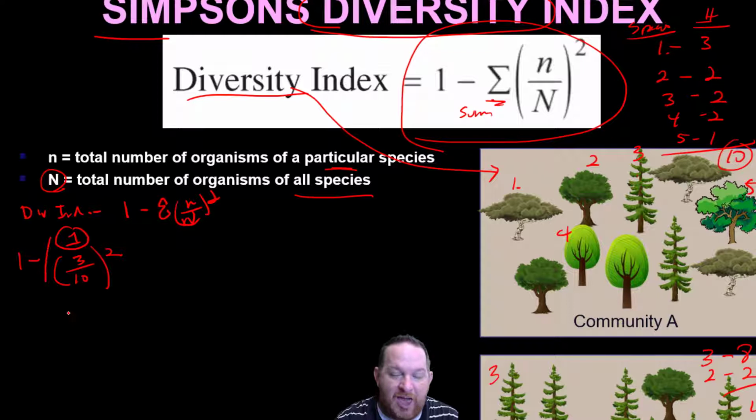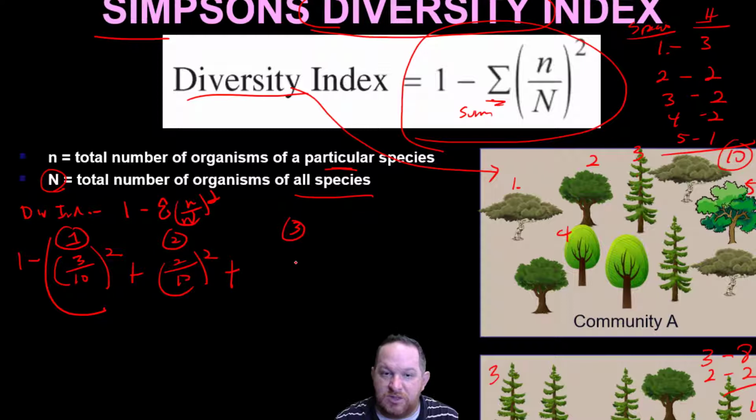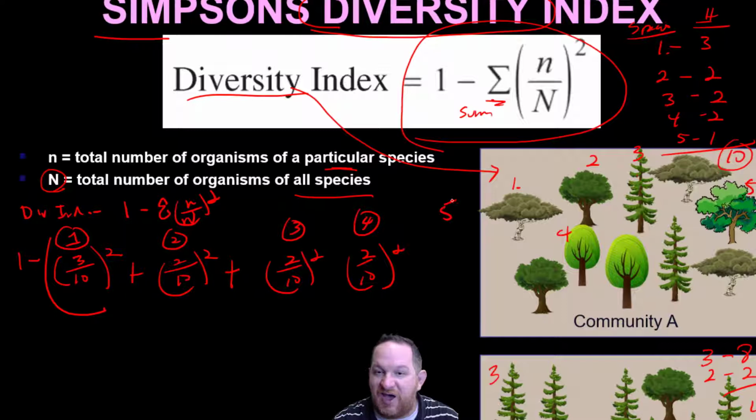And because this is the sum, we're going to have to add all these together, right? Plus, all right, for species 2, it's 2 is the little n over 10. That's going to be squared. Plus, we're going to go to species 3. There's 2 of those. So we're going to say 2 over 10 squared again. Let's go to species 4. Species 4, there's 2 once again. We're getting a theme here. And then species 5, what do we get? There's only 1. So it's 1 over 10 squared.